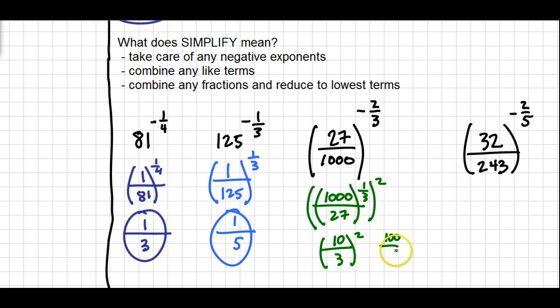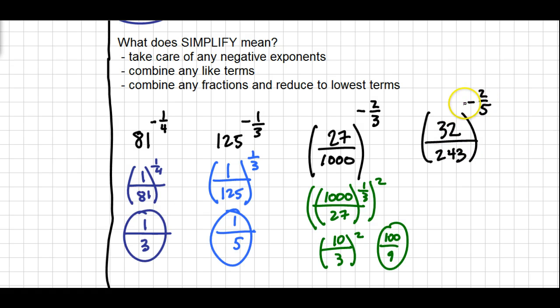And 3 squared is 9. Students may be tempted to go one more step here and write it as an improper fraction. Write it as a mixed number. It is an improper fraction, but you don't need to go ahead and write a mixed number. That would simply be more work than is necessary.